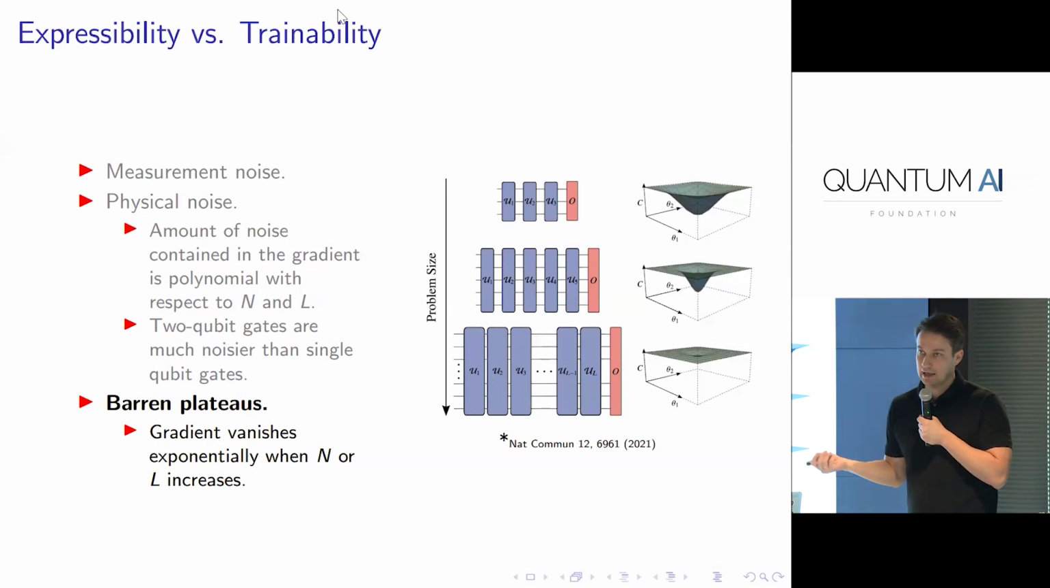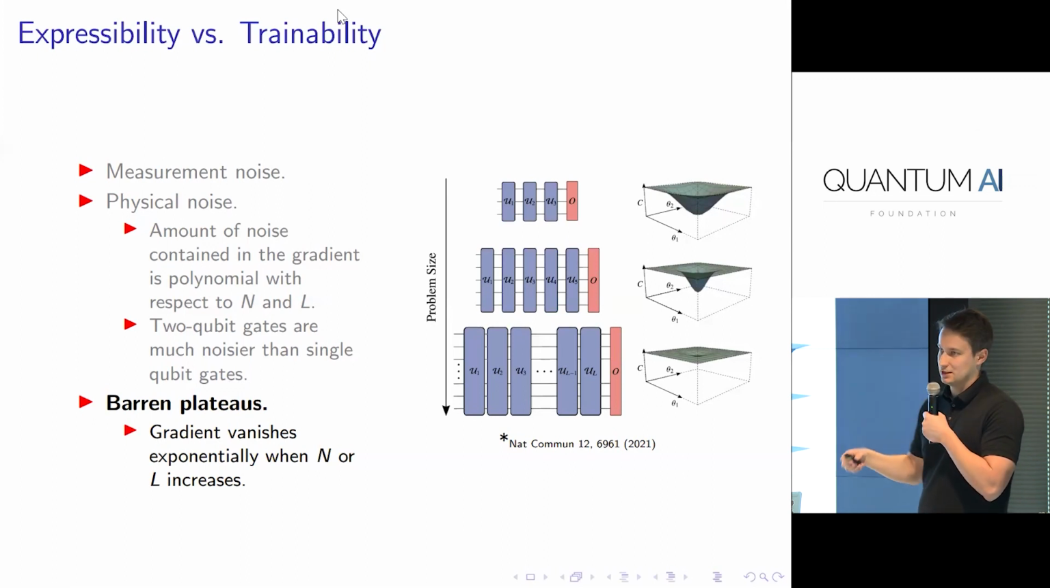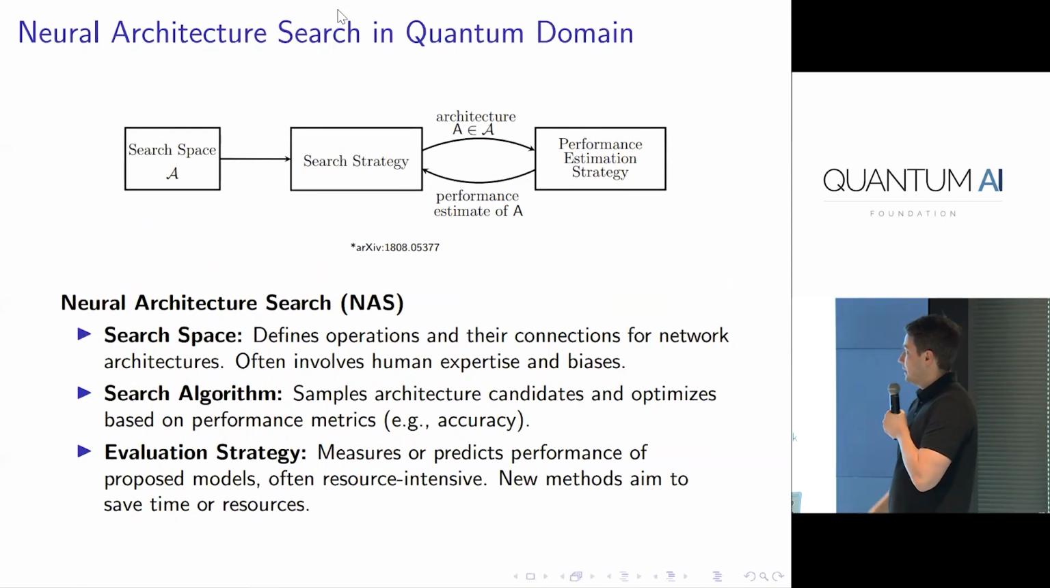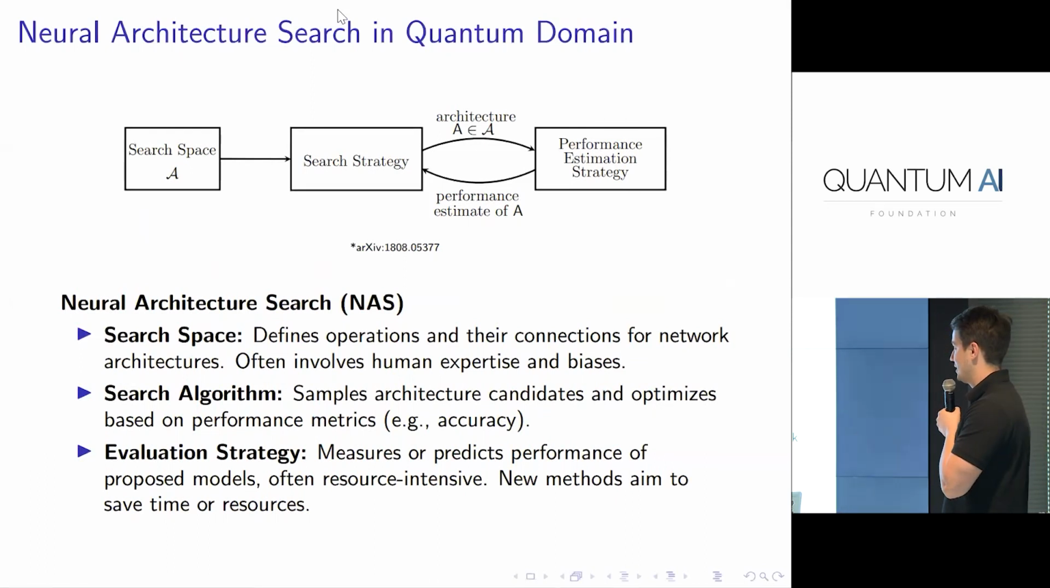So of course, in the end, those are the constraints that we have to deal with, proposing the architecture, designing this variational quantum algorithm. And that's why, I guess, people trying to deal with it try to adapt methods from neural architecture search, from deep learning.